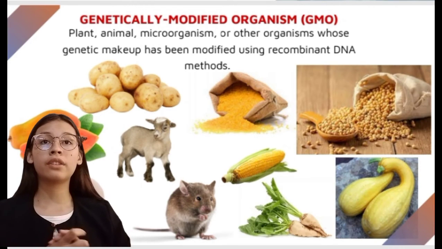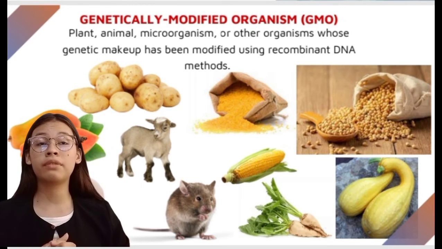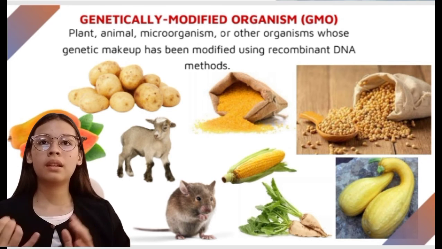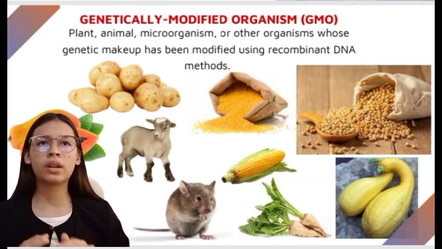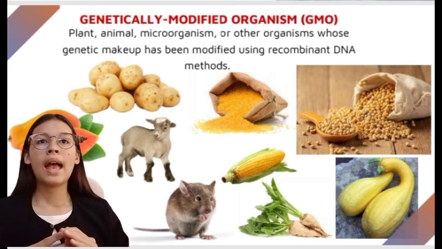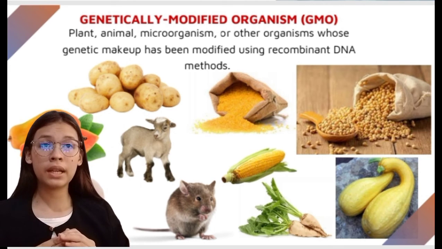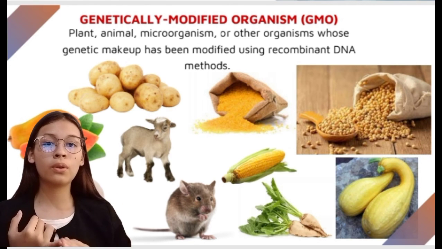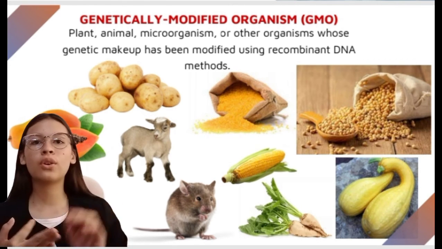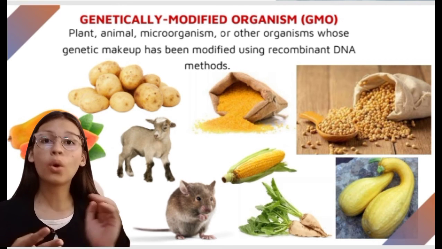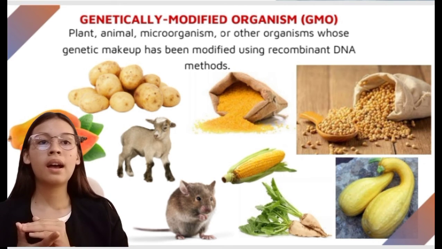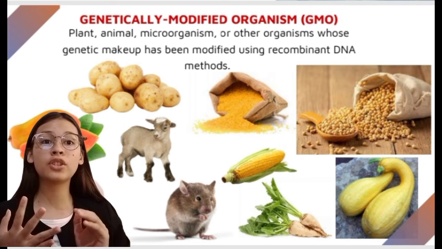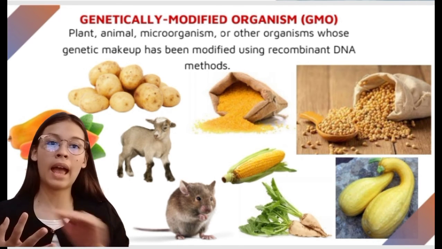So here are the following genetically modified organisms or GMOs. These are plants, animals, microorganisms, or other organisms whose genetic makeup has been modified using recombinant DNA methods. So the examples are potato, golden rice, soybean, corn, papaya, summer squash, and sugar beet. And those are for the plants.